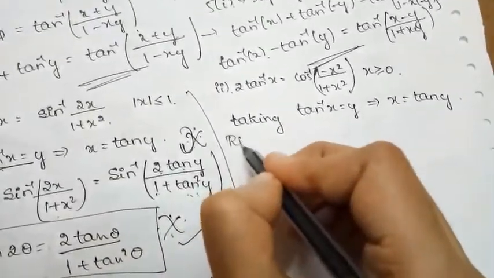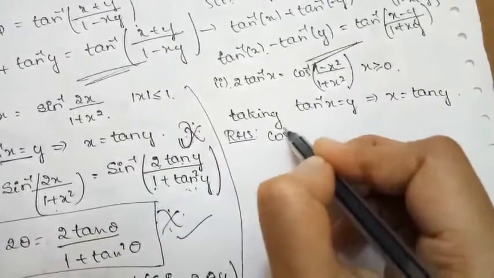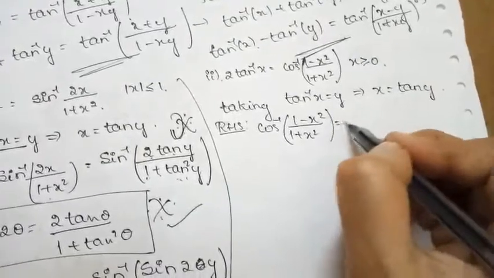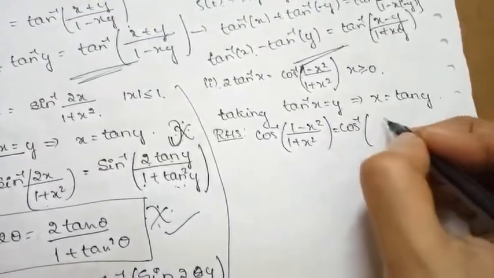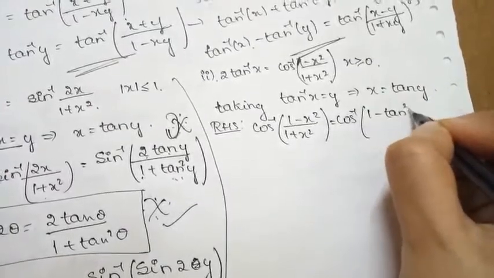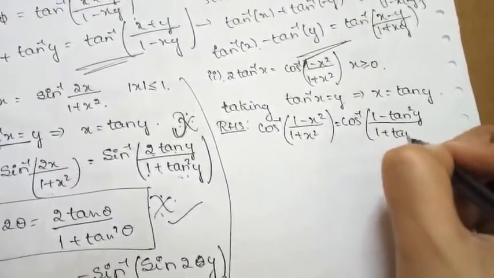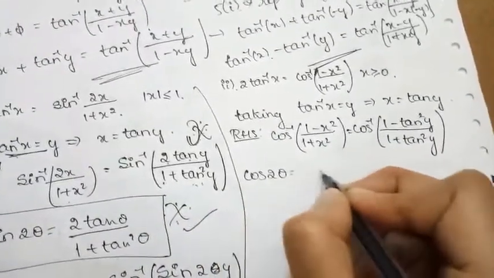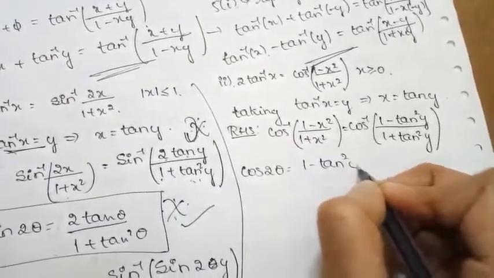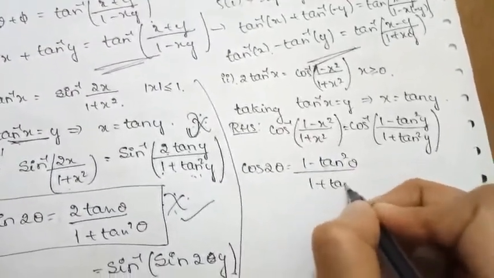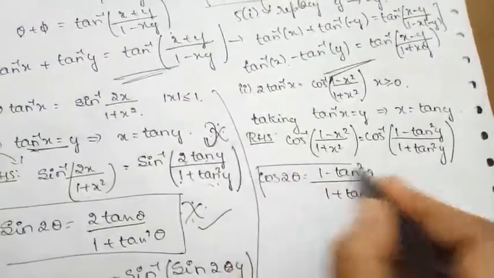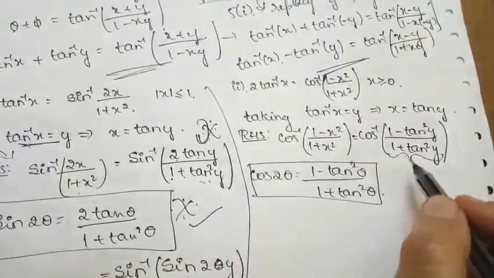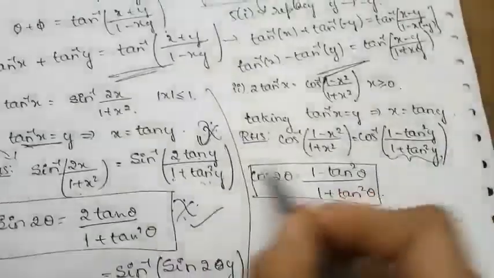So I start with the RHS, that is cos inverse of (1 minus x square) divided by (1 plus x square). So what is our x here? It is tan y. So 1 minus tan square y divided by 1 plus tan square y. So we have already come across the property, that is cos 2 theta is equal to (1 minus tan square theta) divided by (1 plus tan square theta). By using this property, you can see that whatever is in the bracket is satisfying this property.